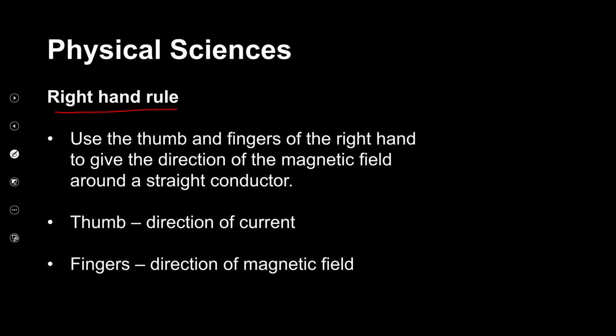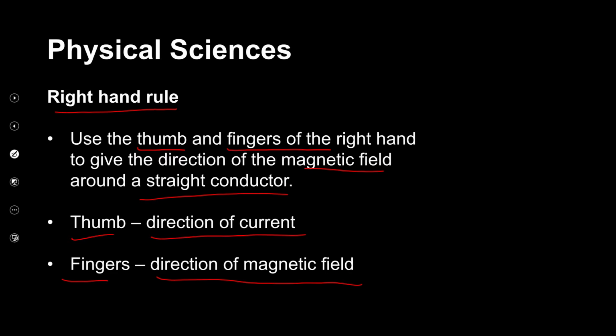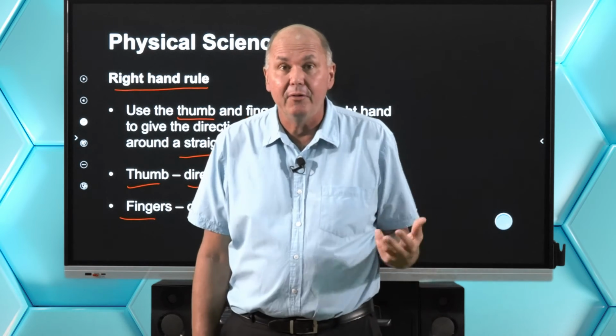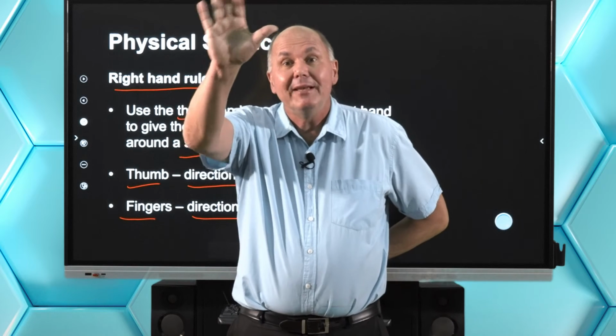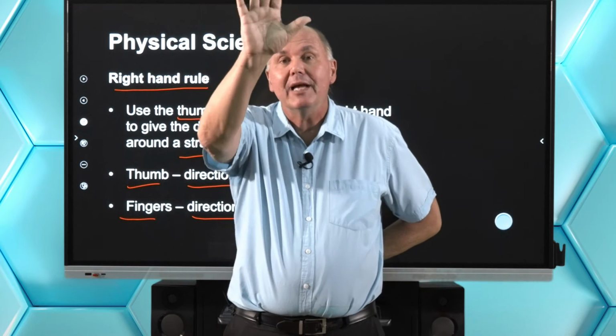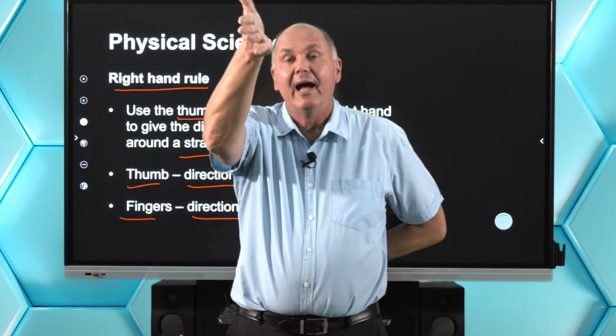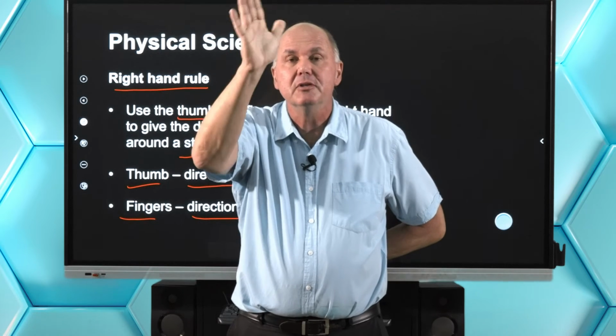And in this rule, known as the right-hand rule, we use the thumb and the fingers of the right hand to give the direction of the magnetic field around a straight conductor. The thumb tells us the direction of the current, and the fingers point in the direction of the magnetic field. So make sure that you've got your right hand ready. Don't use your left hand. Use your right hand. I'm left-handed, so it's a little easier, but I put my left hand behind my back, and I'm recognizing I'm only going to use my right hand.